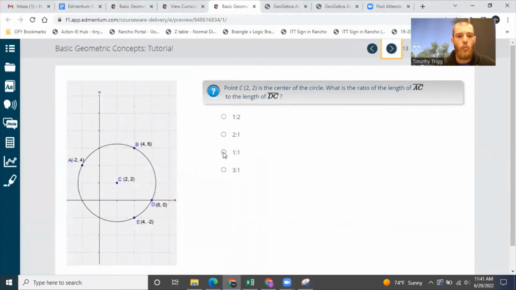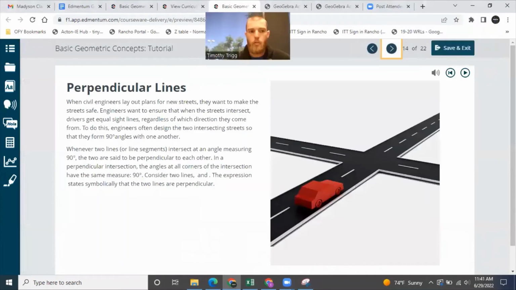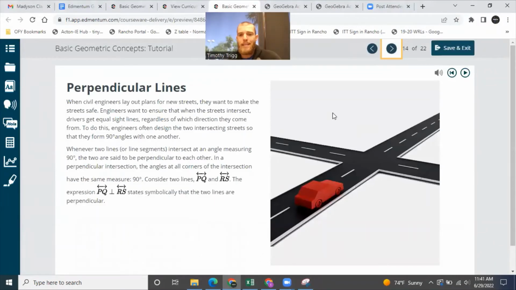So what's the ratio there? 1 to 1, meaning they're the same. Okay, let's move along. We're going to talk about perpendicular lines.